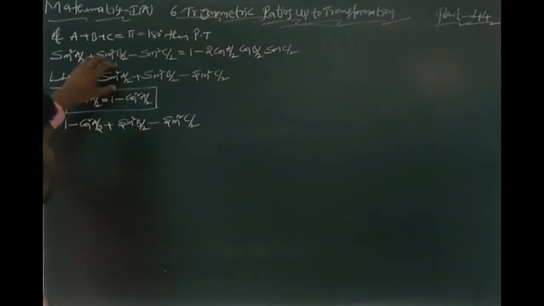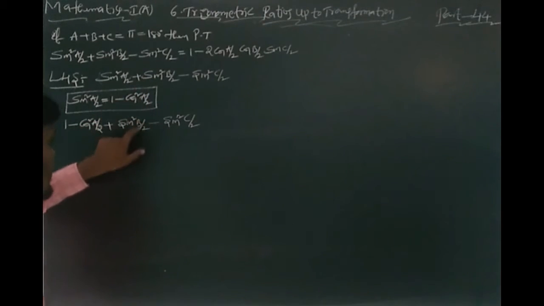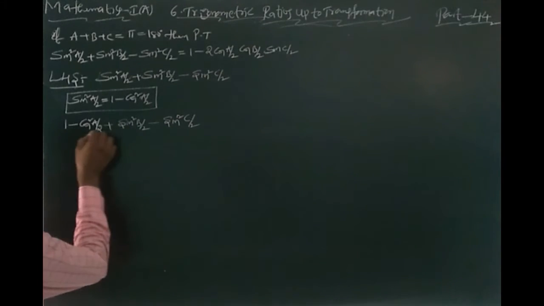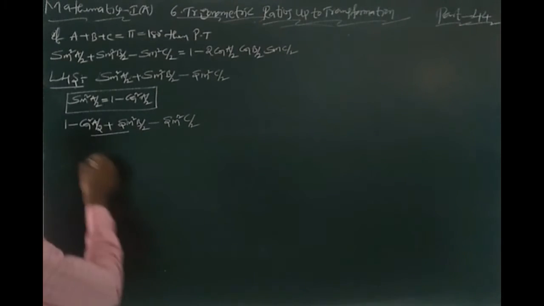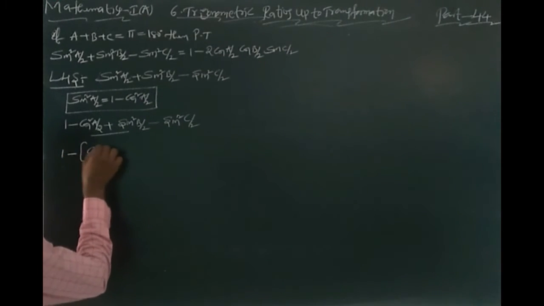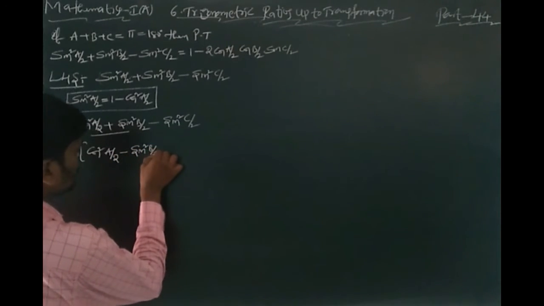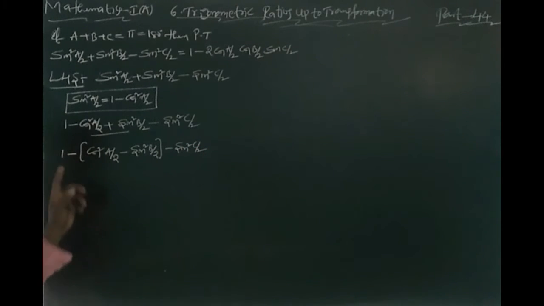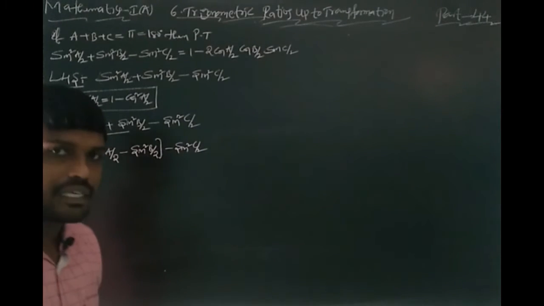You can write in place of sin square A by 2, 1 minus cos square A by 2, plus sin square B by 2 minus sin square C by 2. After that, in these two terms you can take common minus. You get 1 minus of cos square A by 2 minus sin square B by 2, minus sin square C by 2.